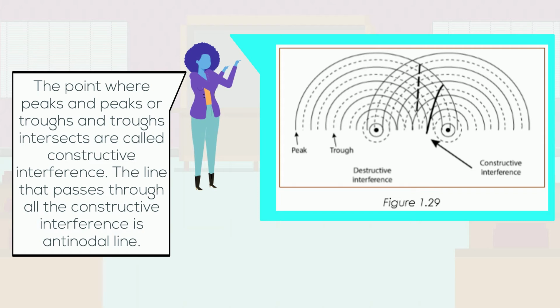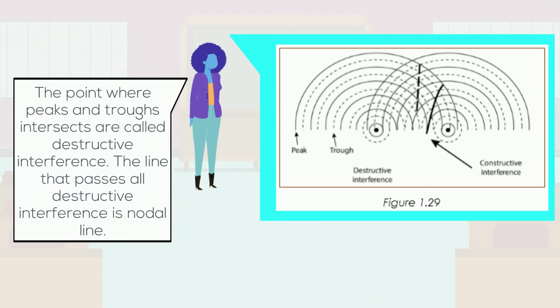The point where peak and peak or trough and trough intersect is called constructive interference. The line that passes through all constructive interference is the antinodal line. The point where peaks and troughs intersect is called destructive interference. The line that passes through all destructive interference is a nodal line.